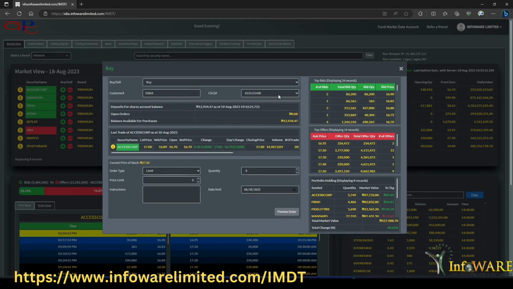In this case, a buy. I see exactly what's going on. I can still see the bid offers right here. I see the Access Corp, a quick summary, and I can select what kind of trade I want to make, whether I want to make a limit order, specify my quantity, price limit, and then go ahead and execute my trade.